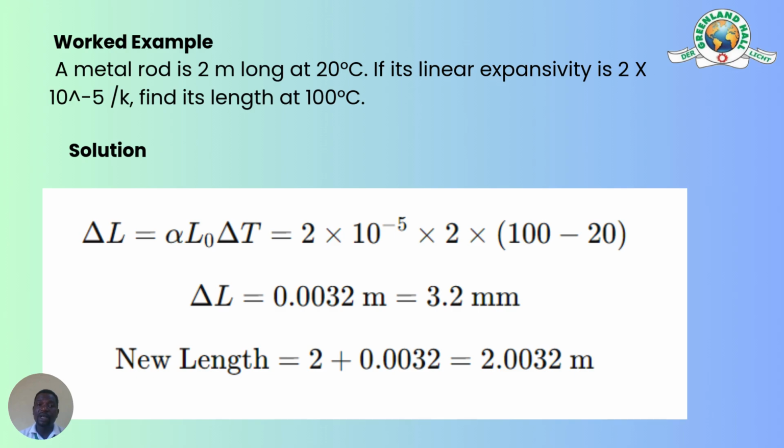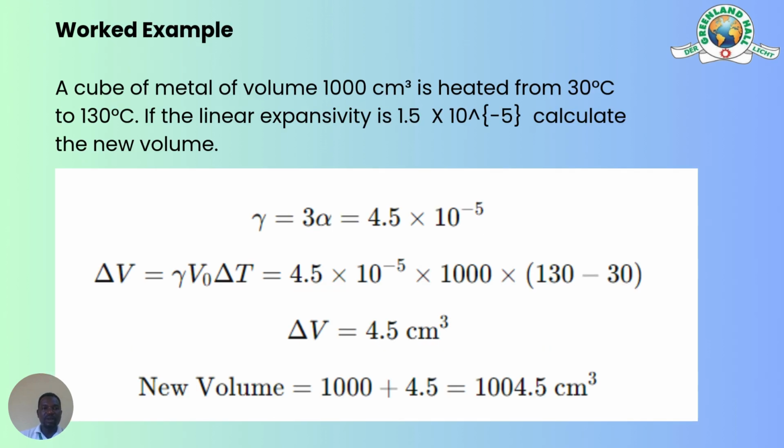Don't forget, the question can be twisted around. It's now left for you to modify your own formula too. Don't forget, delta L is L2 minus L1 before you can get any other parameters. Now let's look at example 2. This is an increment in volume. So calculate the new volume.